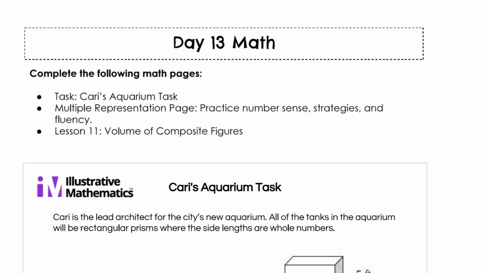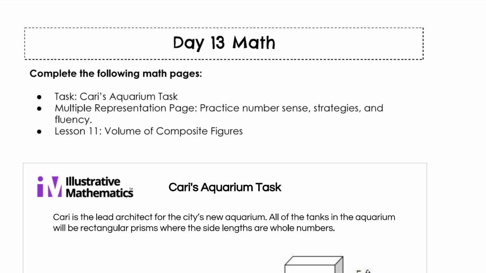We're back. We're back. Okay, so today for math, what are we doing? Complete the following math pages. The task, Carrie's aquarium task. And then we have a multiple representation page. Wait, that's that Foursquare thing. Yeah. Practice number sense, strategies, and fluency. And then lesson 11, reteach, volume of composite figures. Okay, I think we got this, Mr. Schmidt. Cheesy easy, can't believe how easy.